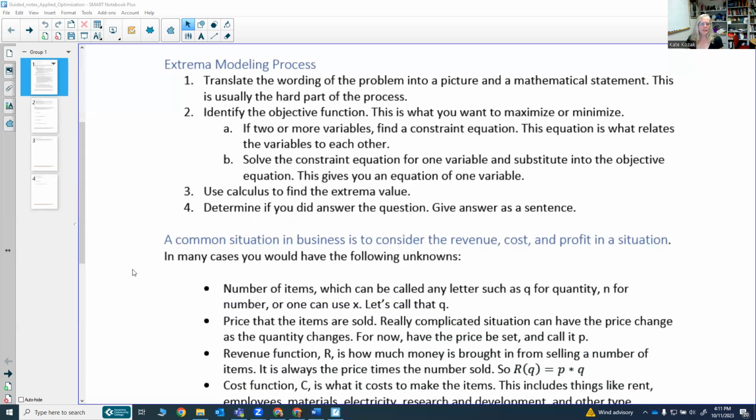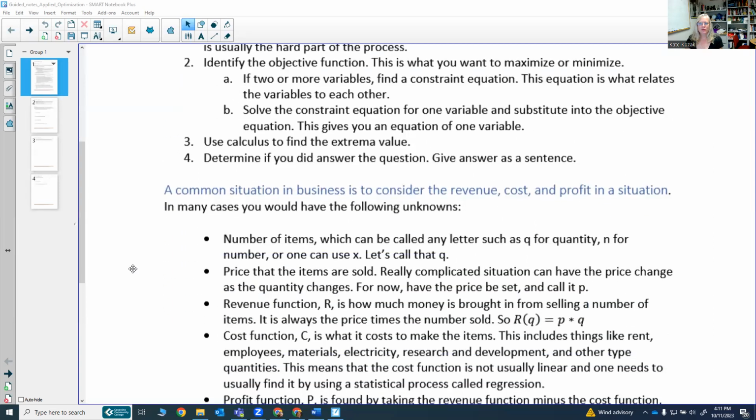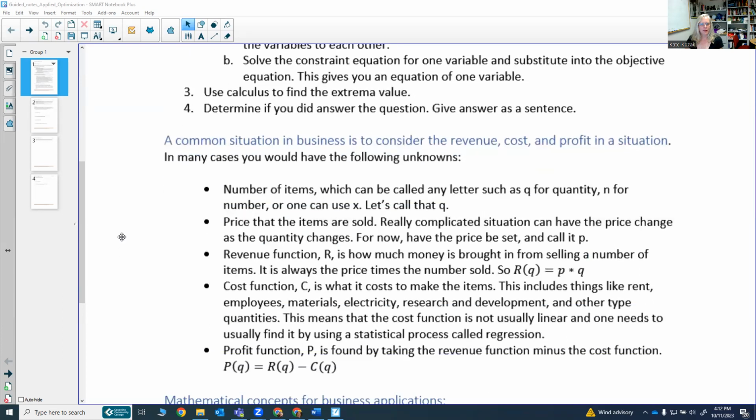A common situation in business is to consider the revenue, cost, and profit in a situation. In many cases, you would want the following unknowns. The number of items, which you can call any letter such as Q for quantity, N for number, or you can even use X. Let's call that Q. P is the price that the items are sold. Really complicated situations can have prices change as the quantities change. For now, the price will be set, and we're going to call it P.